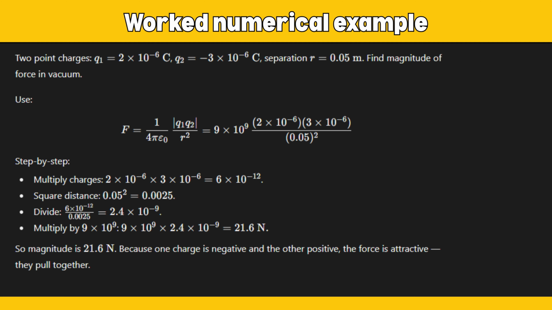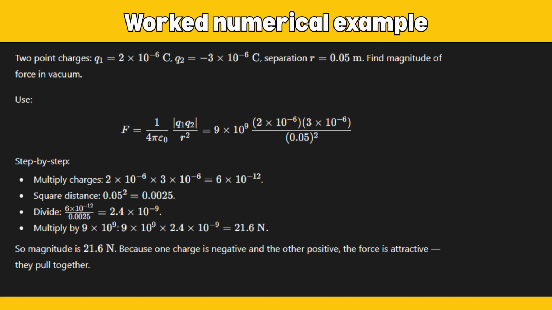Let's solve a quick problem. Suppose Q1 equals 2 times 10 to the power minus 6 coulombs. Q2 equals negative 3 times 10 to the power minus 6 coulombs. And the distance R equals 0.05 meters. The formula is F equals 9 times 10 to the power 9 multiplied by the absolute value of Q1 times Q2, divided by R squared. First multiply the charges.